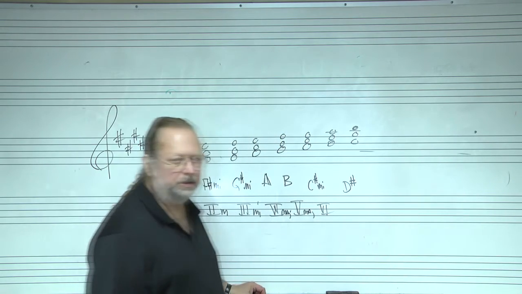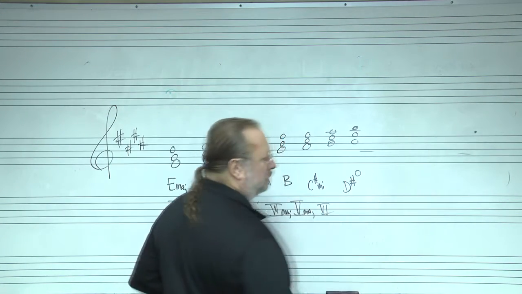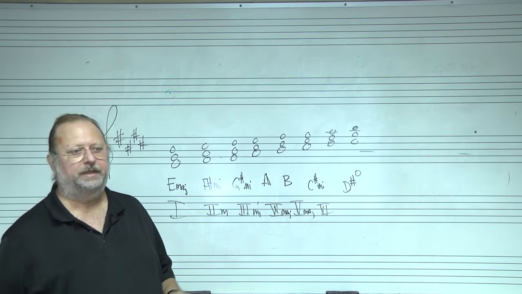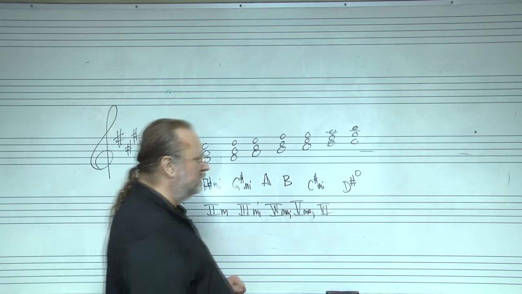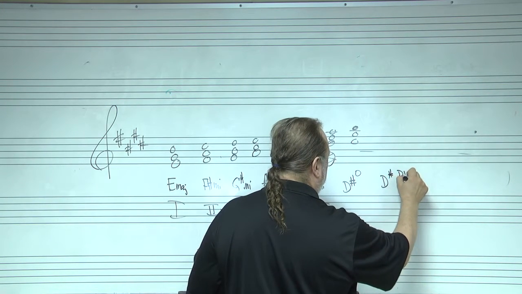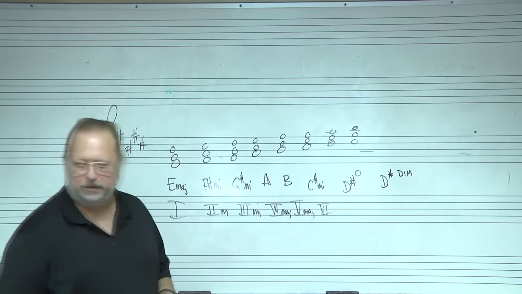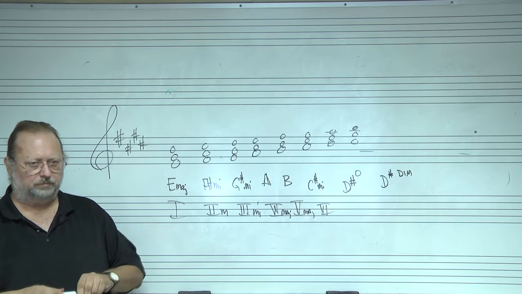And what's the symbol for diminished? A circle. Now, some composers like to write DIM, just so people know, so you can write that sometimes. So these are our triads in the key of E, right?